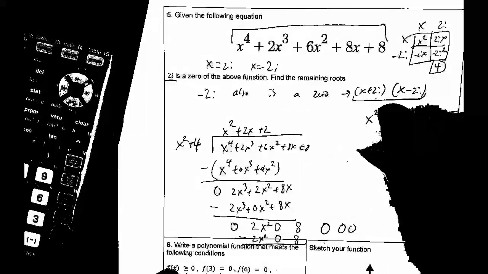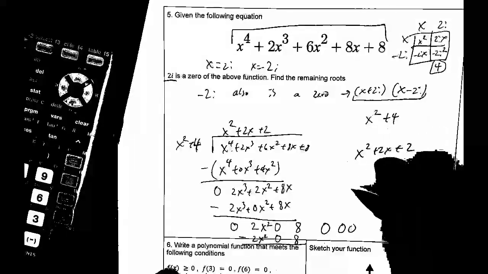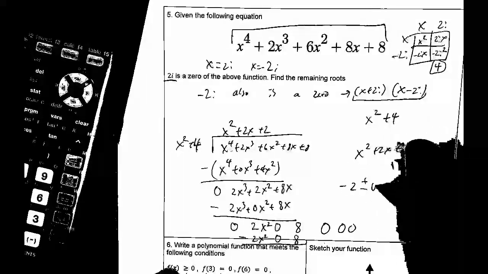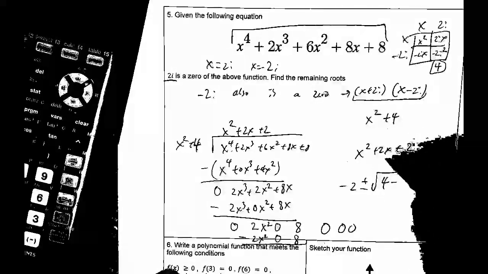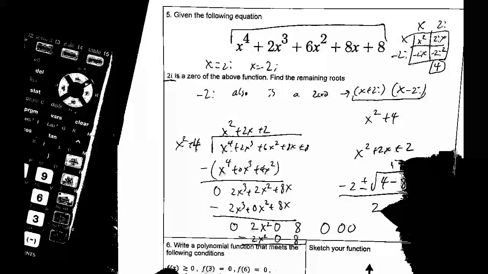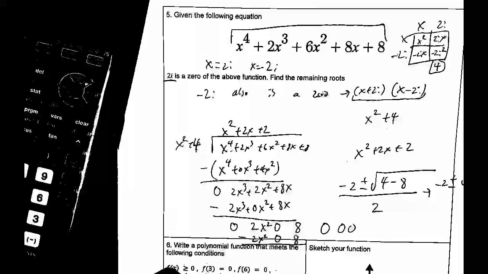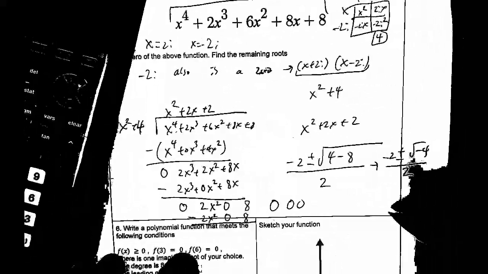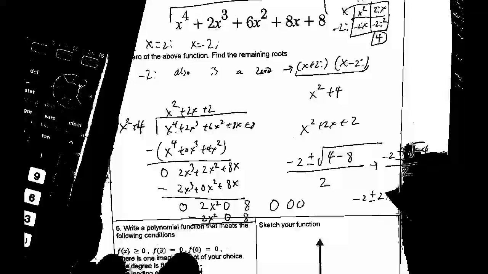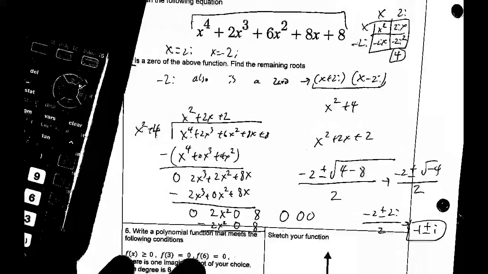Anyway, so what's left over is x squared plus 2x plus 2, and we're going to use the quadratic formula to solve this. So it'll be negative 2 plus or minus the square root of 4 minus 4 times 1 times 2, which is 8, all over 2. What is that? Well, that's the same as negative 2 plus or minus root negative 4 over 2. That's the same as negative 2 plus or minus 2i over 2. And that's the same as negative 1 plus or minus i. Those are our last two roots.